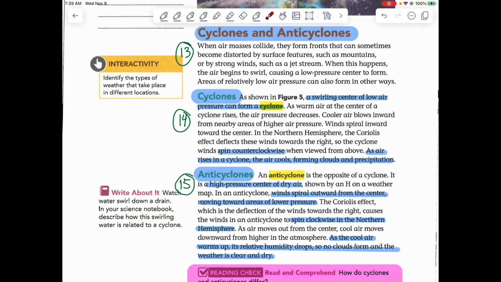I chose not to. I did start with cyclones. I highlighted that and the definition of it. It's a swirling center of low air pressure that can form a cyclone. And then what I highlighted later on that was really important to know about a cyclone is a cyclone always spins counterclockwise in North America. As air rises in a cyclone, the air cools, forming clouds and precipitation. So counterclockwise means if it starts here, it goes this way.